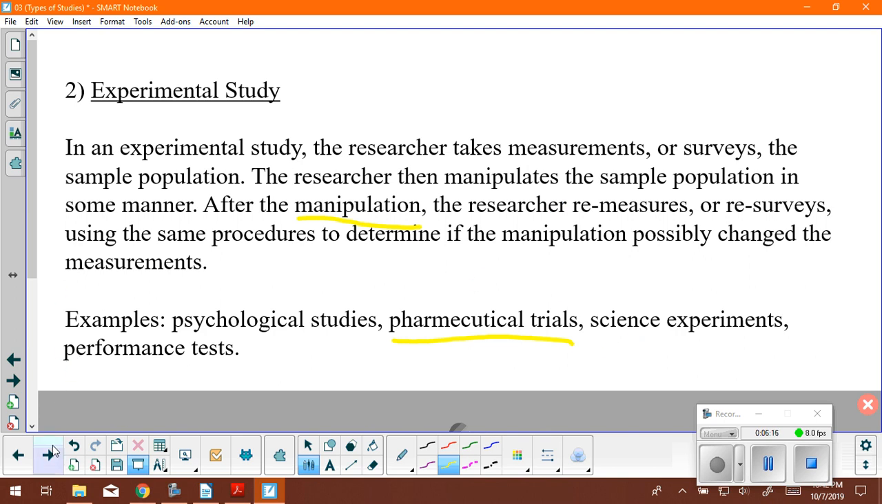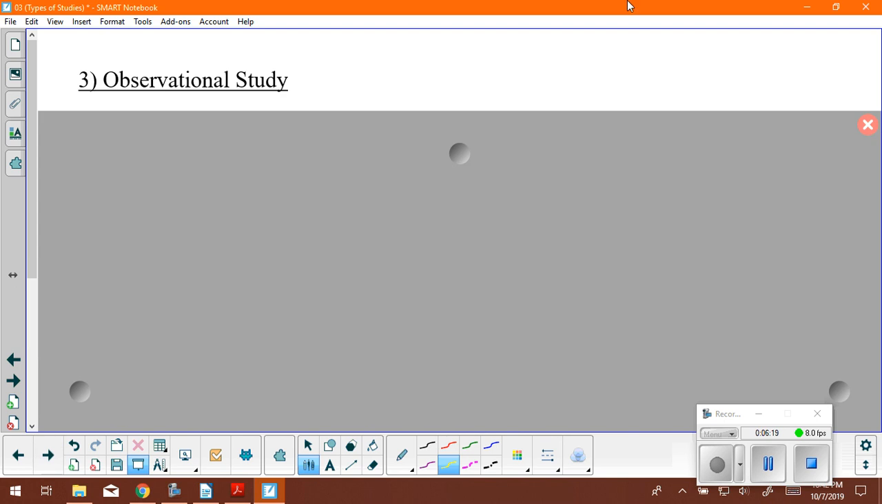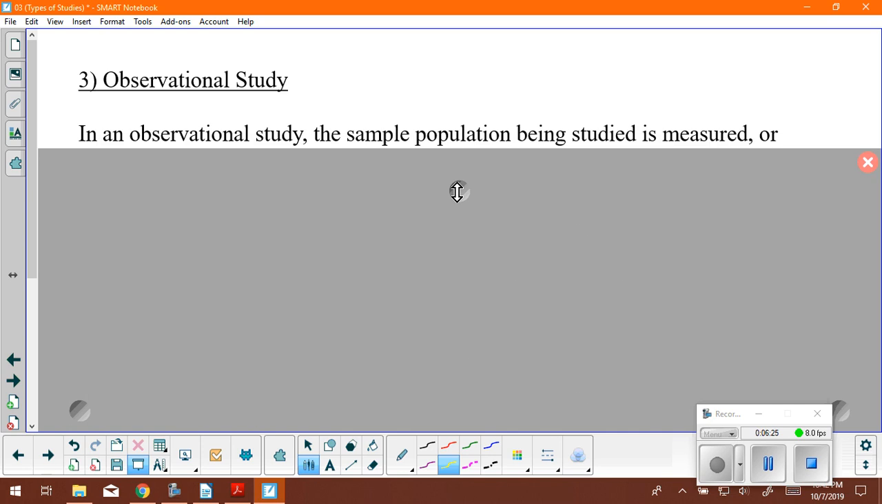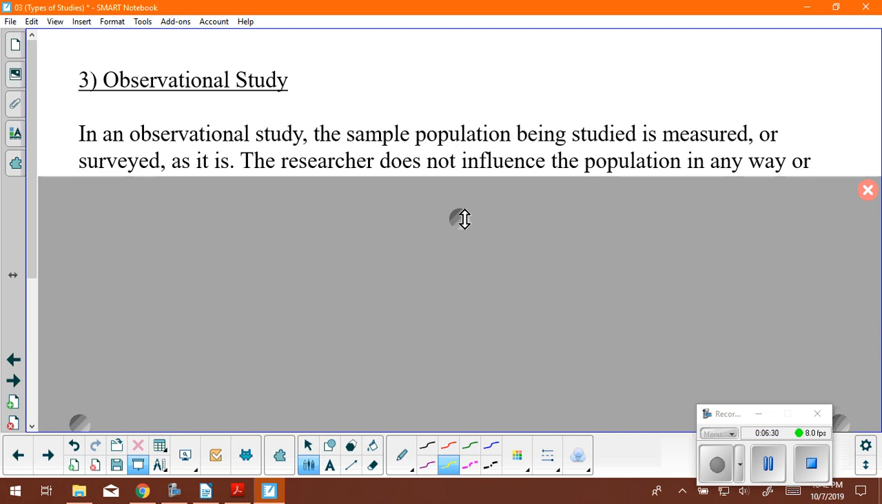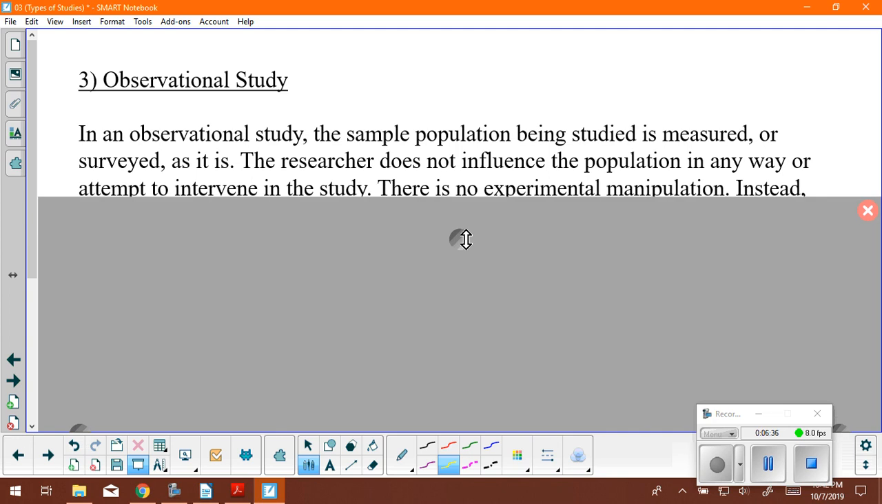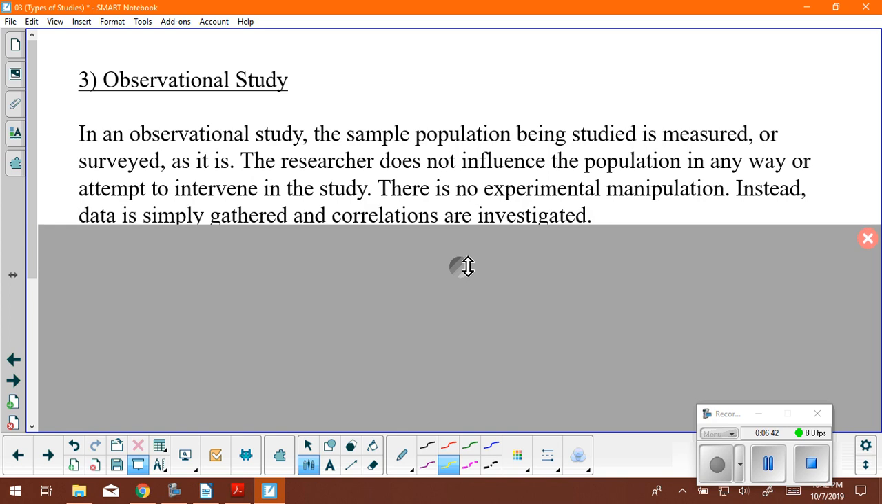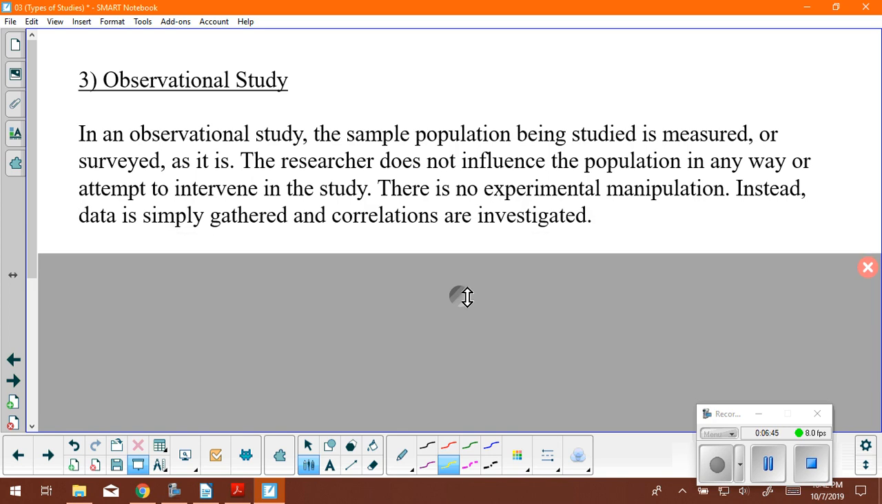Okay, appreciate your patience. Here's the third type. Okay, the third type is an observational study. So in an observational study, the sample population being studied is measured or surveyed as it is. The researcher does not influence the population in any way or attempt to intervene in the study. There is no experimental manipulation. Instead, data is simply gathered and correlations are investigated. Okay, so you don't directly interact with the populations being studied, but you watch it in some way to figure out what you would like to know.